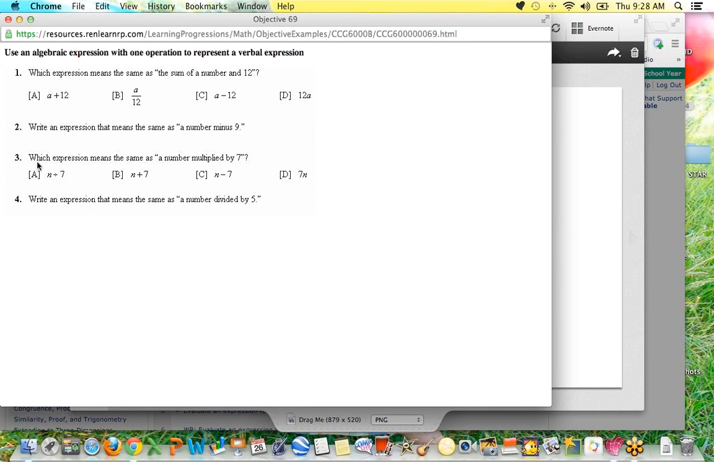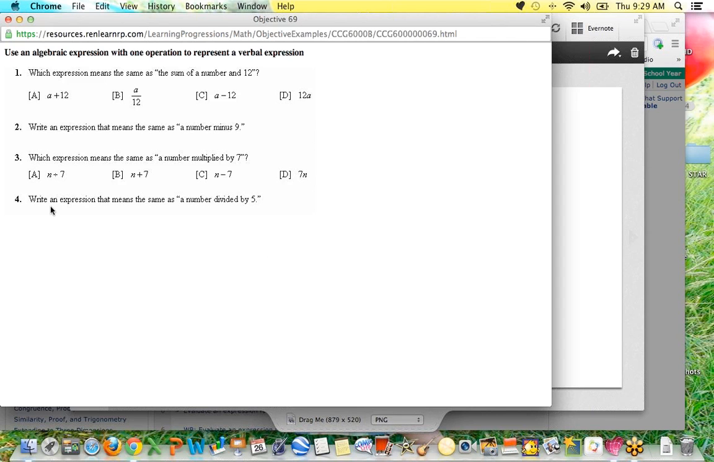All right, number 3 says, which expression means the same as a number multiplied by 7? Your first one reads n divided by 7. Your second is n plus 7, n minus 7, or 7 times n. Very good, Corbin. So yes, obviously it has to be D. This is confusing to some people when they are right up next to each other like that. That means multiplication, okay?